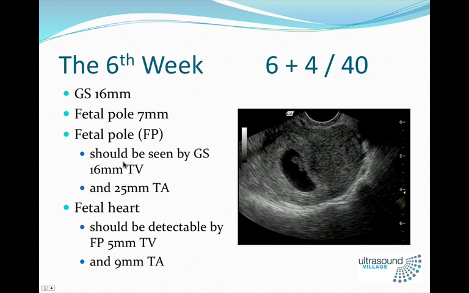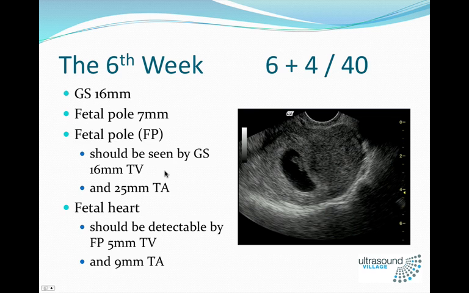Some other tips, the fetal pole should be seen by the time the gestational sac is 16 millimeters by transvaginal and 25 millimeters by transabdominal. So what that means is, if you don't see a fetal pole when you've got a big gestational sac, it means there's a problem. It might be a missed miscarriage. That used to be called a blighted ovum or an embryonic pregnancy.